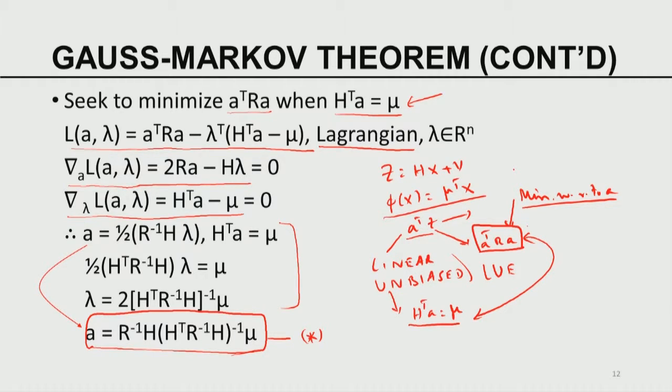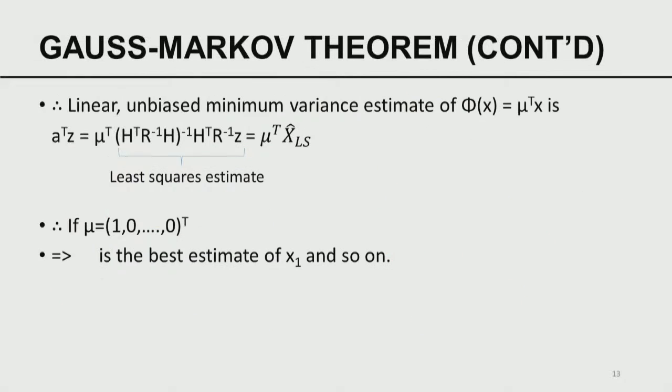If I pick my A to be this and use that A in my A transpose Z, the resulting estimator is not only linear, it is unbiased, it's also minimum variance. So the linear unbiased minimum variance estimate of the functional mu transpose X is given by this expression.